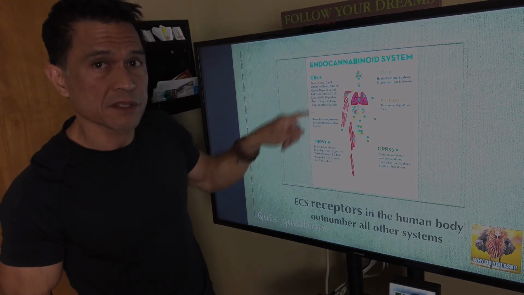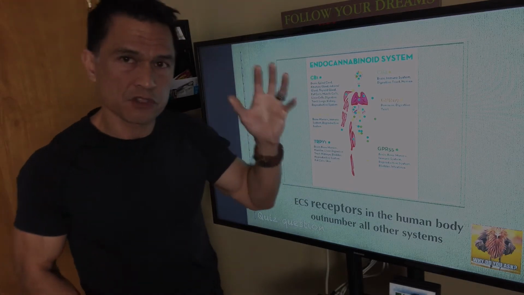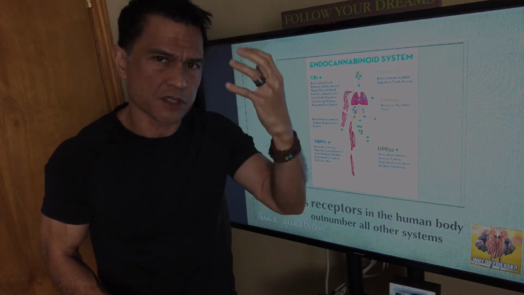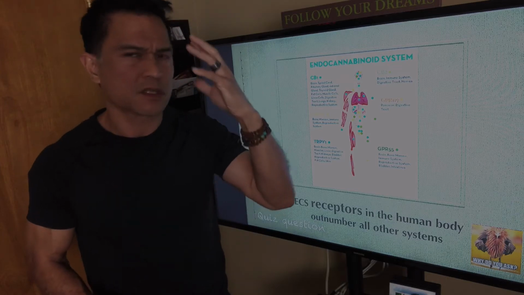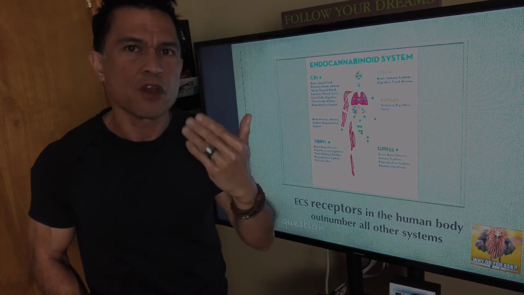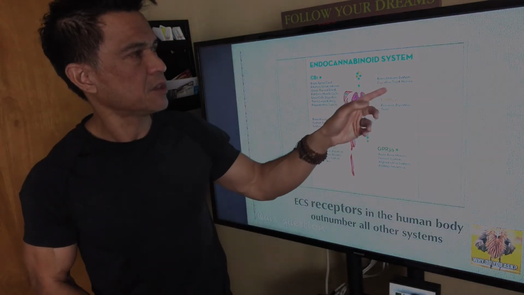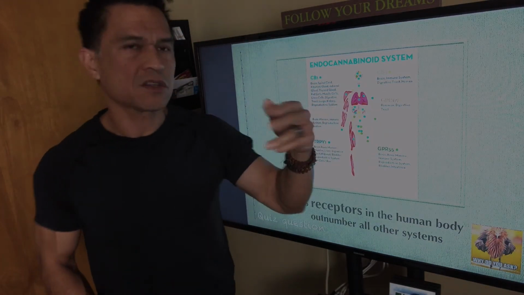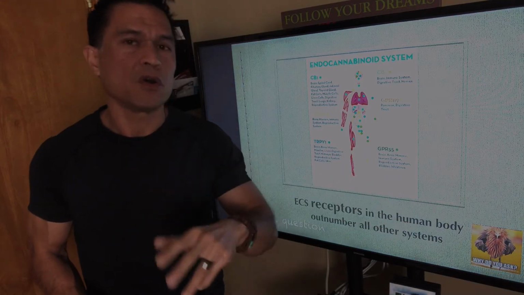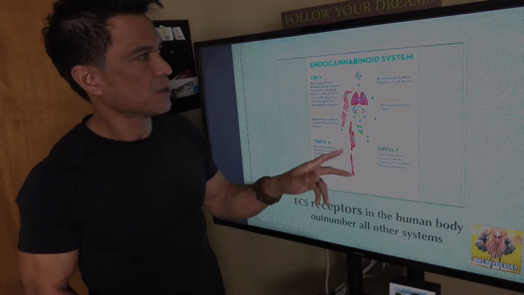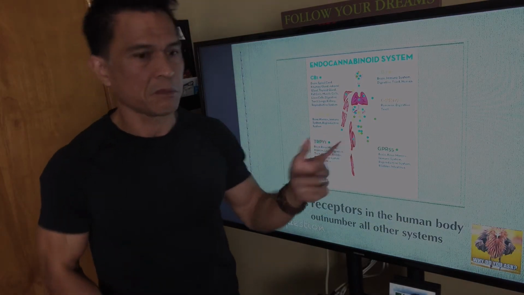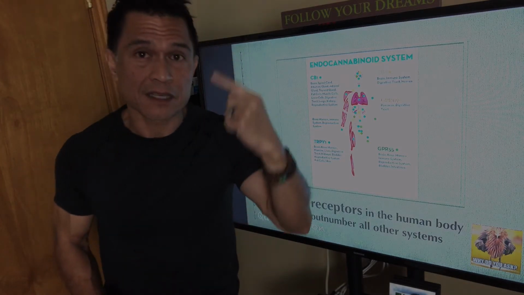And hopefully you can pick this up, but CB1 receptors are mostly in nerve tissue, especially the brain. There are just tons of those receptors in the brain waiting to be stimulated or repressed. And the CB2 receptors are mostly digestive and immune cells: white blood cells, red blood cells, macrophages, glial cells in the brain.